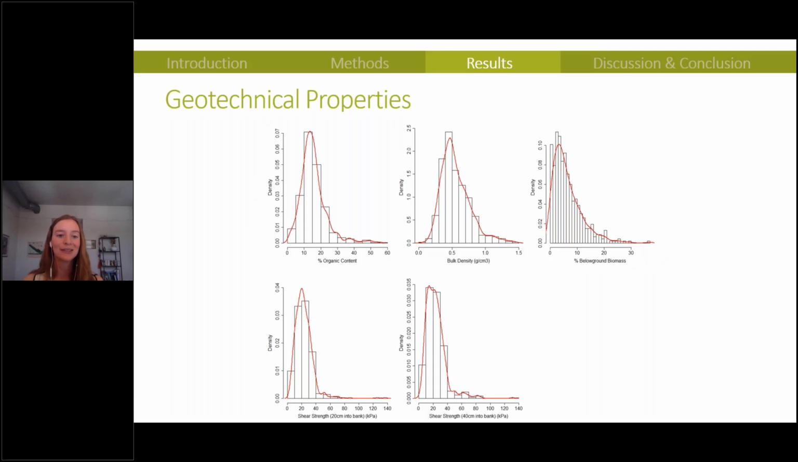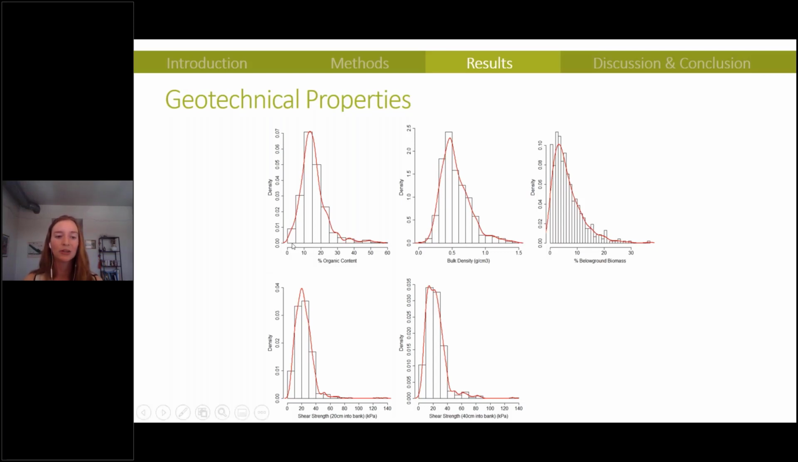And then finally, these are just some more geotechnical property plots showing the probability density functions of each of the properties. This is just to show the big spread in values that we saw. So at the 98 sites we went to, we took measurements every 20 centimeters down those sites, so over around 400 samples.